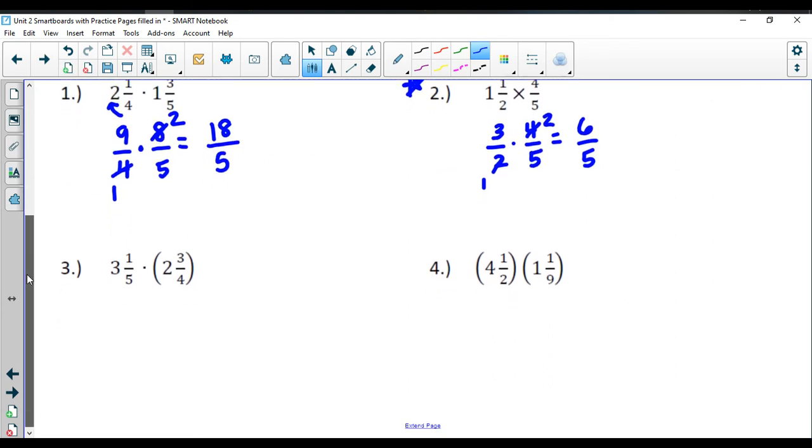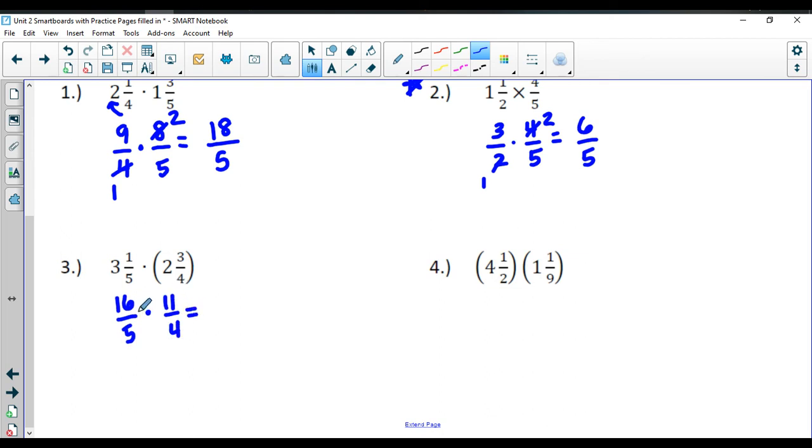Take a look at question number 3. 5 times 3 is 15, plus 1 is 16/5. 4 times 2 is 8. 8 plus 3 is 11/4. So we're going to go ahead and look at this. We can reduce with the 4 and the 16. And that's about all that I see here. So this is going to be 44/5 then, which is improper, but it's reduced.